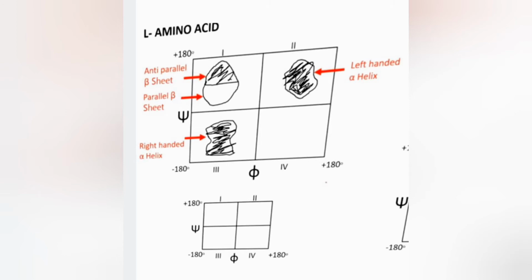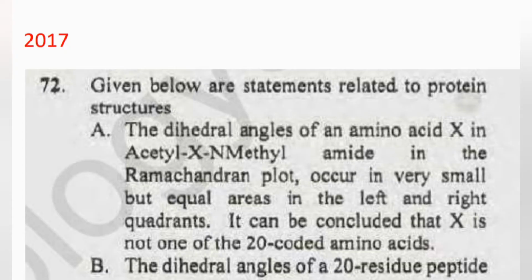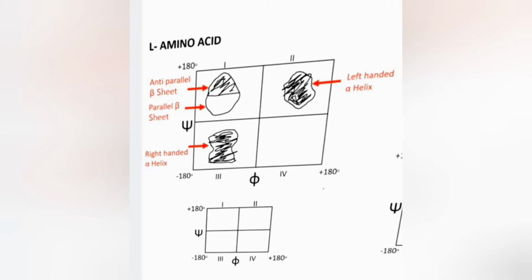So in the statement we can see that they are telling that it occurs in very small but equal areas in left and right quadrants. But levo amino acids are not seen in the fourth quadrant. So in that sense, this point is right because X is not a part of the 20 coded amino acids. That means in humans, levo amino acids are mainly seen in the left quadrant. If an amino acid is seen in both left and right quadrants, it is not a coded amino acid in humans. So in that sense, X is not an amino acid. The point is correct.